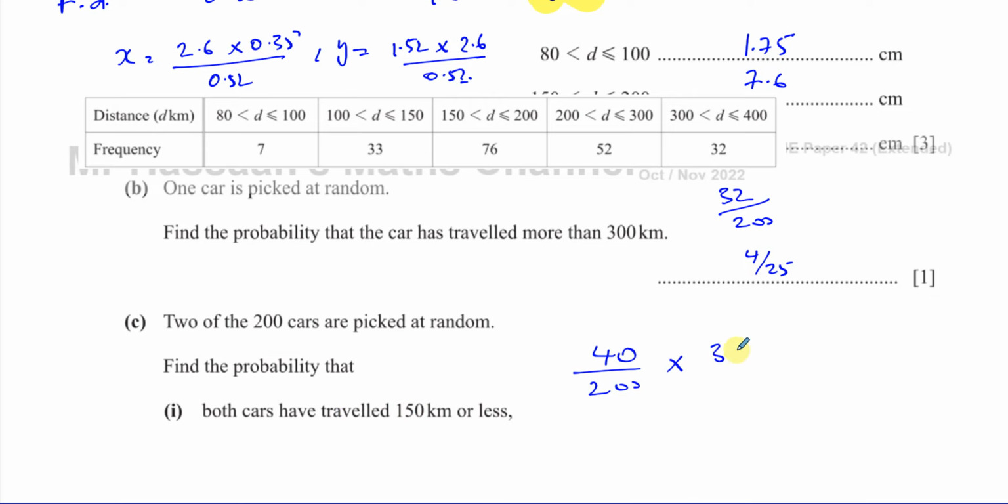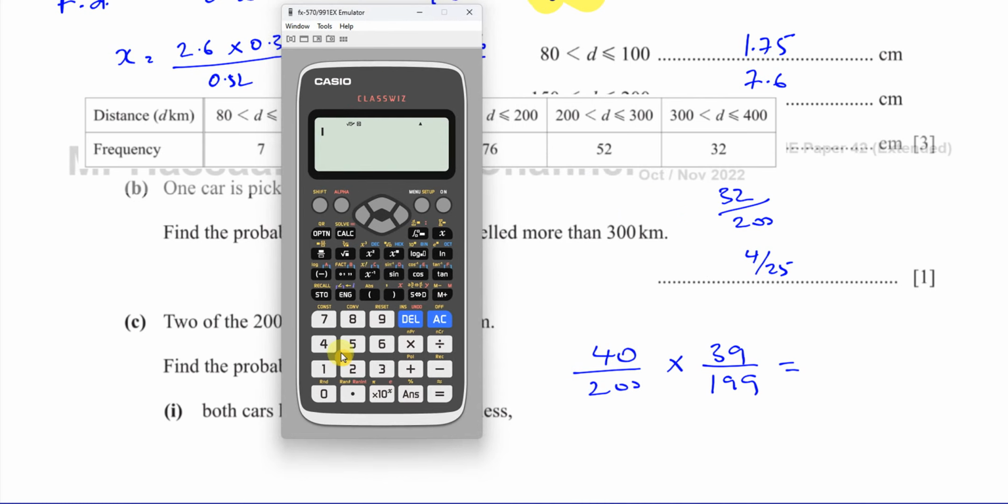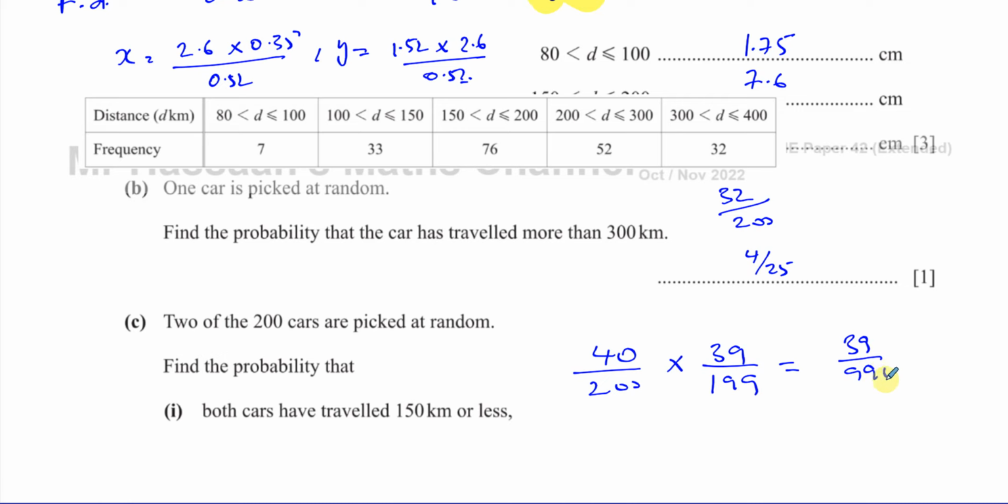So for the second pick, there's only 39 cars that have traveled less than 150 kilometers, and there's only 199 cars left in the whole group, because you already picked one of them. So that will give us our answer, and we should write it as a simplified fraction or decimal. 40 over 200 multiplied by 39 over 199. That gives us 39 over 995. I'll leave it like that. That's an exact answer there.